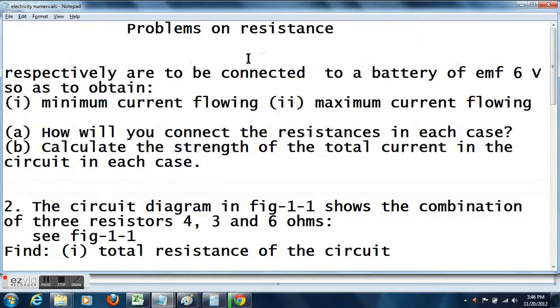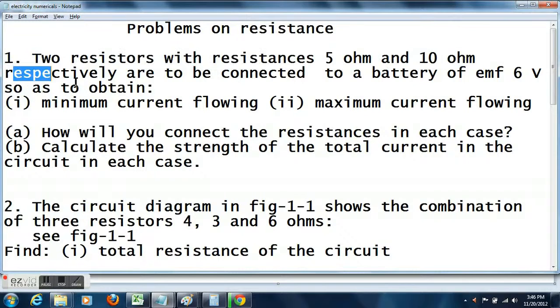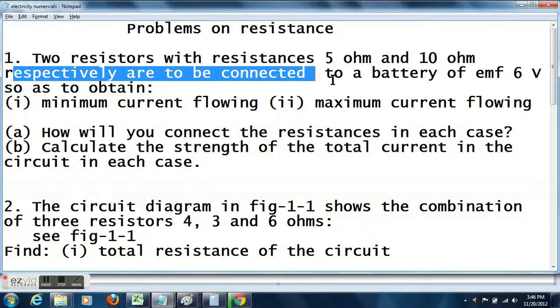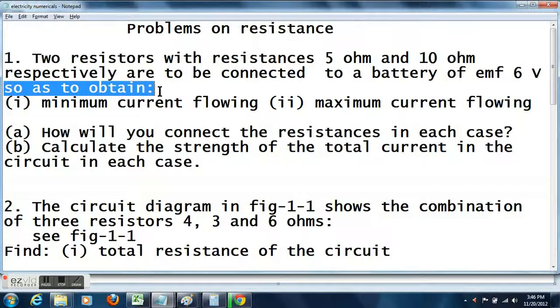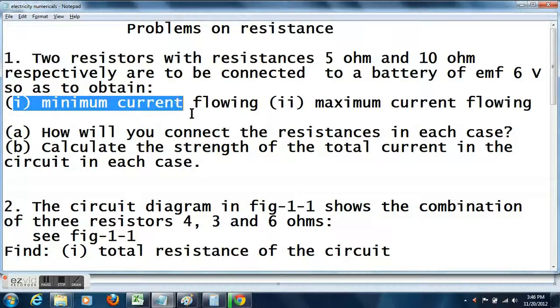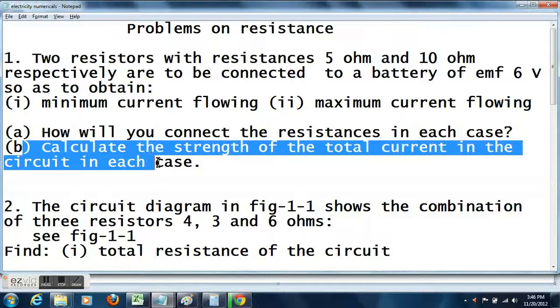Two resistors with resistances 5 ohm and 10 ohm respectively are to be connected to a battery of EMF 6 volt so as to obtain 1. Minimum current flowing, 2. Maximum current flowing. Option A. How will you connect the resistances in each case? Calculate the strength of the total current in the circuit in each case.